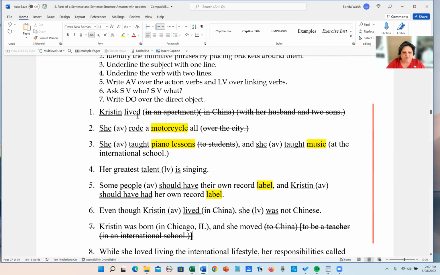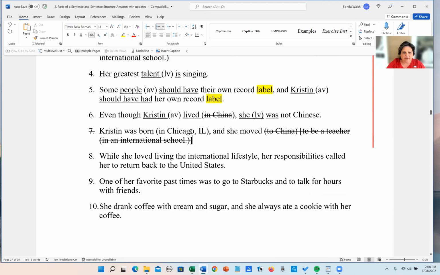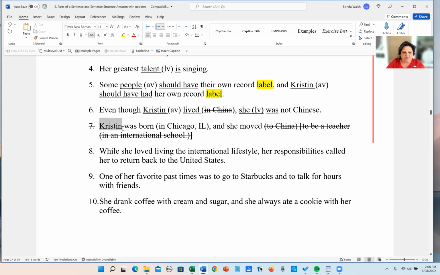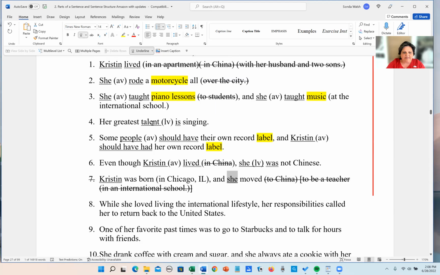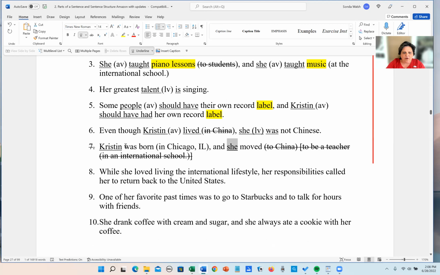Now let's go to number 2. We did that. Number 3, underline the subject. So let's underline Kristen is our subject. Okay, and she over here is our subject. Okay, the next thing it says is to underline the verb. So was born is our verb, and moved is our verb.